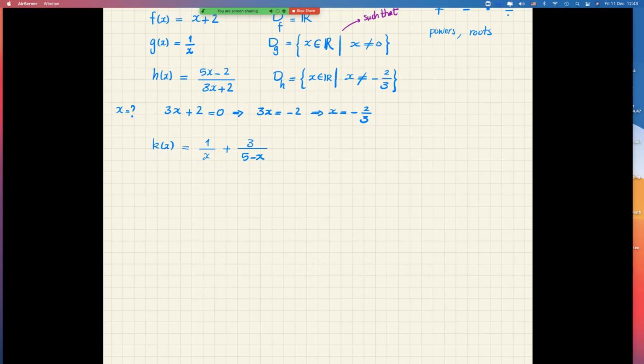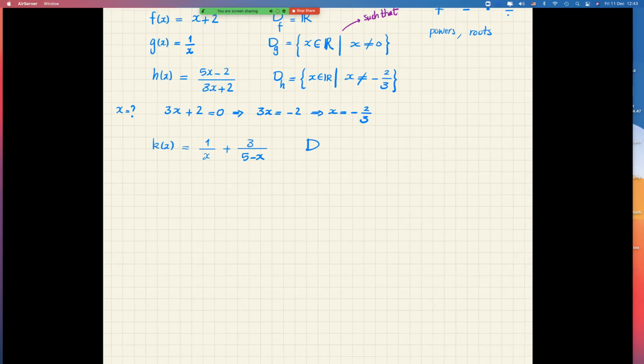Yes, because I have 2 division operations, and I need to be careful about division operations. For the whole function to make sense, all pieces of the function should make sense. Otherwise, the function as a whole doesn't make sense at all. So for this one to make sense, the denominator shouldn't be equal to 0. For this one, the denominator shouldn't be equal to 0. But here this is very simple. You really don't need to solve it. You can just guess it.